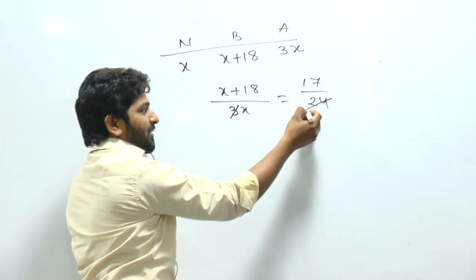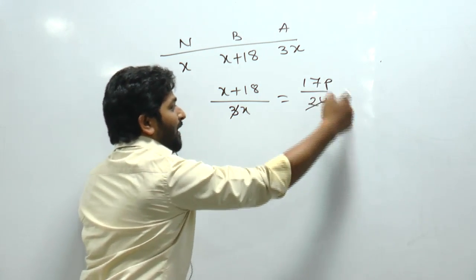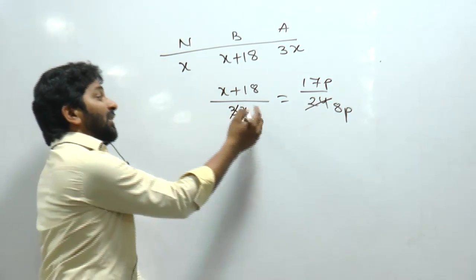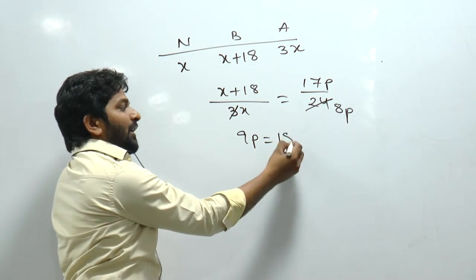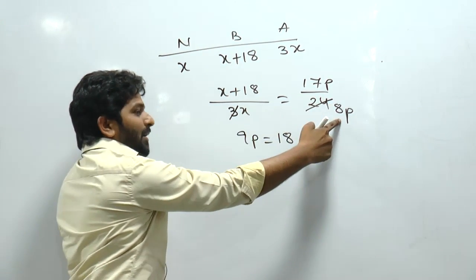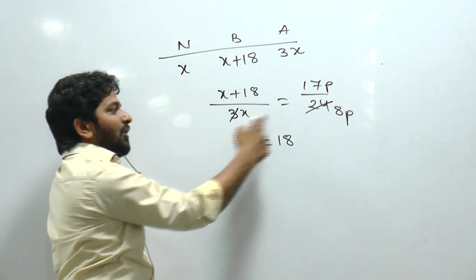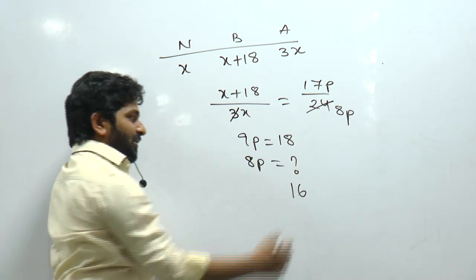3 how many times? 8 times. So this is 8 parts and this is 17 parts. The numerator is how many parts more than the denominator? 9 parts. The numerator is how much more than the denominator? 18. So 9 parts is equal to 18. x is equal to how many parts? You asked about Neha's age, right? x is equal to how many parts? 8 parts is equal to how much then? That's it.